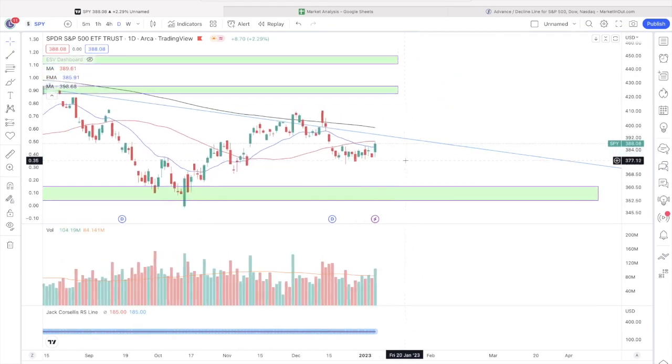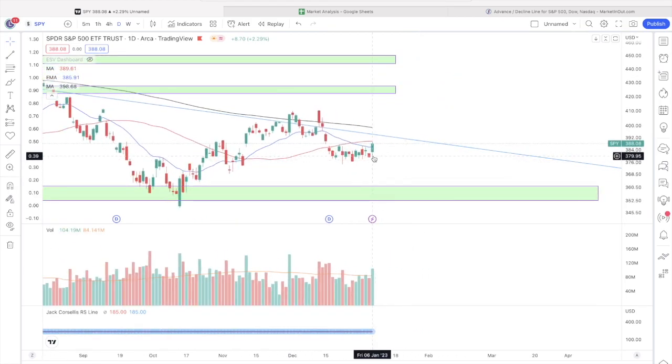But over here, during last Friday's trading session, we had positive price action. Prices of the S&P 500 went up by 2.29%, and it also occurred on above average volume. You can see that the volume over here is above the 50-day average. So Friday's trading session would register as the first follow-through day.